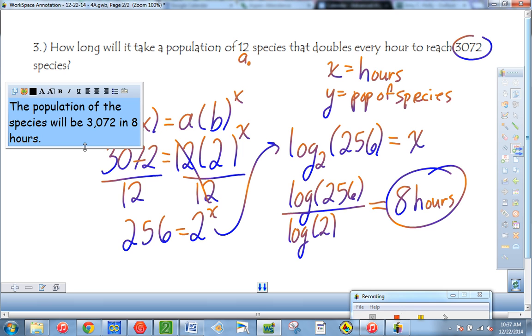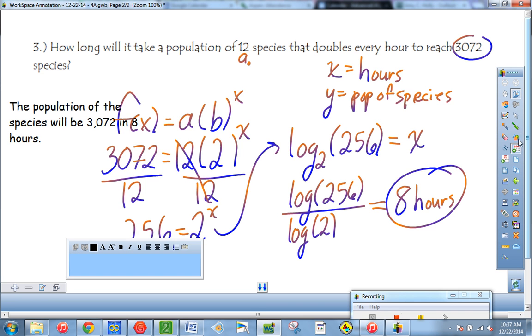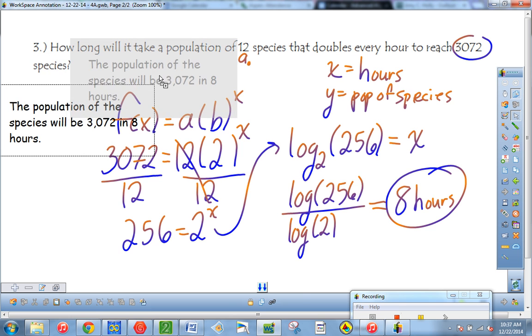Groovy? We'll sneak this over here so it fits. Well, maybe not. Maybe we won't. Alright. Make that fit somewhere. There we go.